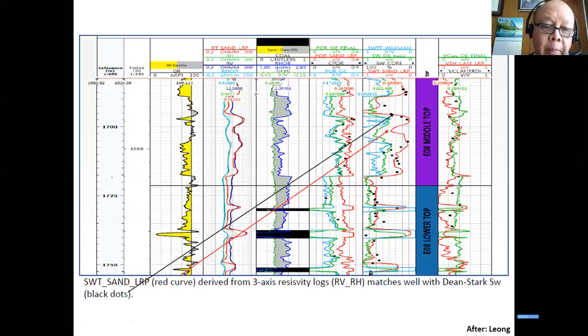Another example here, the SW total from this low resistivity pay analysis in the red color is matching very well, or as close as possible, with the Dean-Stark SW measured, which shows that this method of LRC evaluation is a valid method. And the porosity also matching very well, and the saturation also matching very well.